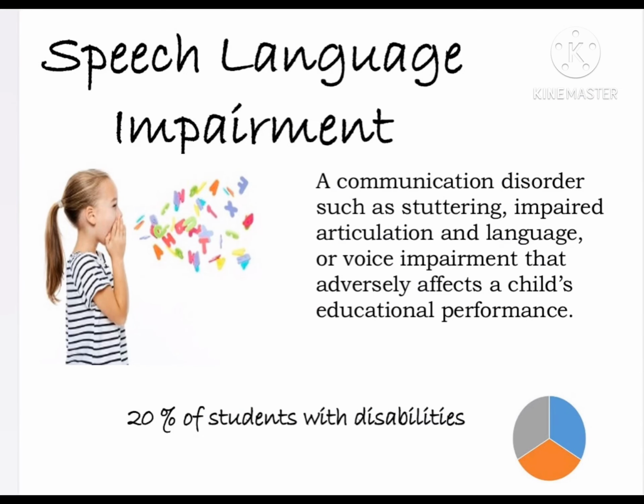Speech and language impairment is defined as a communication disorder such as stuttering, impaired articulation and language, or voice impairment that adversely affects a child's educational performance. According to recent studies, speech and language impairment make up about 19 to 20% of those receiving special education services. These students have trouble communicating, doing class presentations, and participating. Students with speech-language impairment are identified at a very young age.